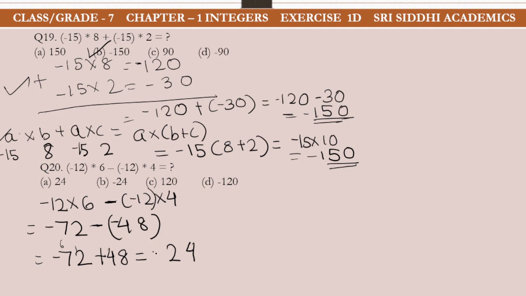So 24, and it will be minus. Why? Because the absolute value of 72 is a bigger value. So the negative sign will come in the answer. So it is minus 24. So option B is the correct answer.